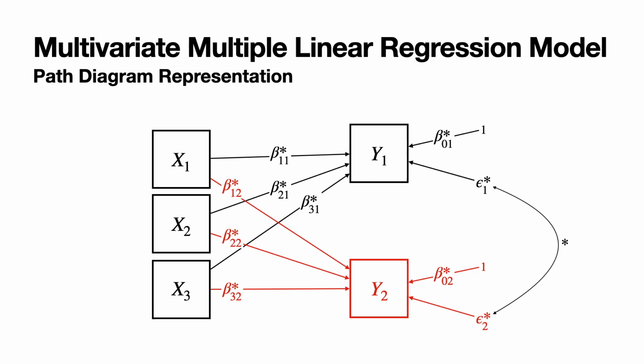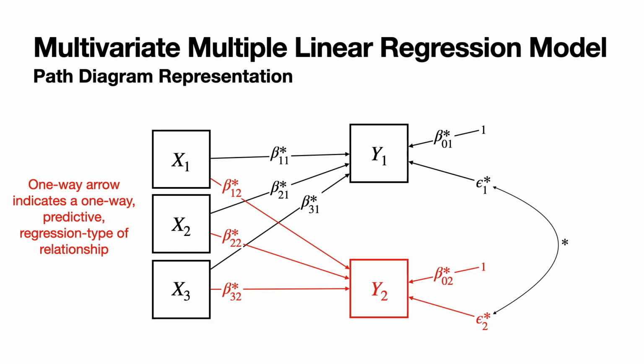We see here that all of the variables, the explanatory variables x1, x2, and x3, as well as the two response variables y1 and y2, are all encased in squares. That tells us that all of the explanatory variables and all of the response variables in the model are considered to be manifest or observable variables. And recall that one-way arrows indicate a one-way predictive regression type of relationship. So we have one-way arrows coming out of each of the explanatory variables x1, x2, and x3 to each of the response variables y1 and y2.